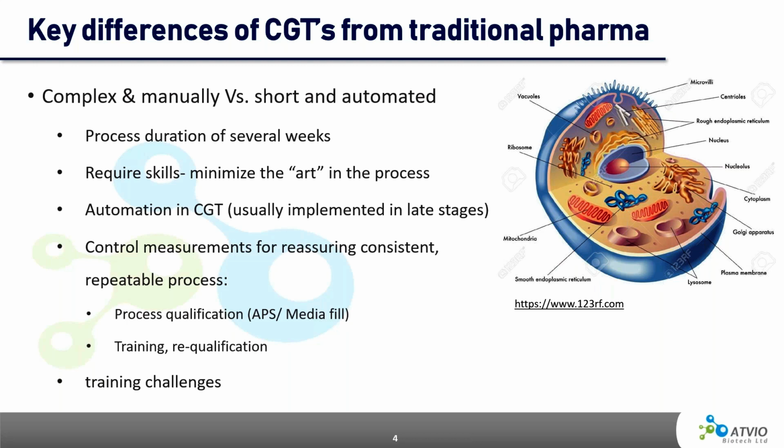So in order to help us gain some control in the process, we use both risk management and process qualification, which you probably know as aseptic process simulation or media fill. The regulation wants us to prove that we are in control of our process, and we do that by media fill every 6 months for every one of our processes that we are manufacturing.